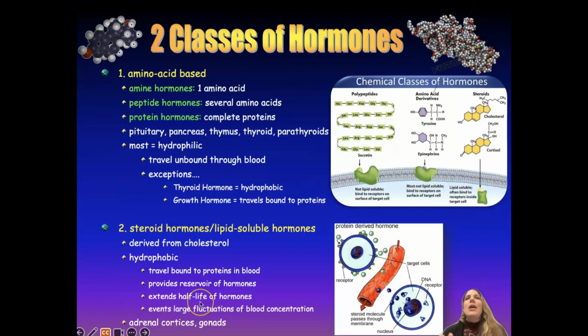So this keeps large fluctuations of hormone concentration from happening in the blood because you always have a steady supply. And so it helps your body not to go out of whack with homeostasis. It keeps it nice and balanced. Organs that produce these steroid hormones are the adrenal cortices and the gonads. So we'll be spending some time talking about those.